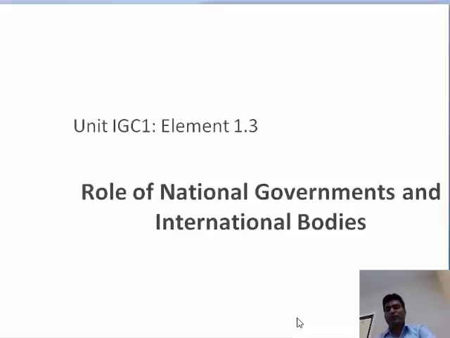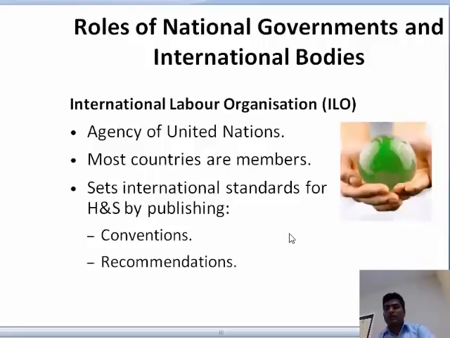Let's talk about IGC 1 element 1.3, the role of national governments and international bodies. What is the role of national government and international bodies?